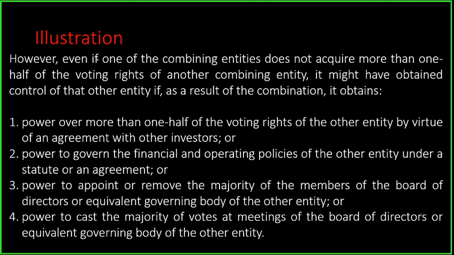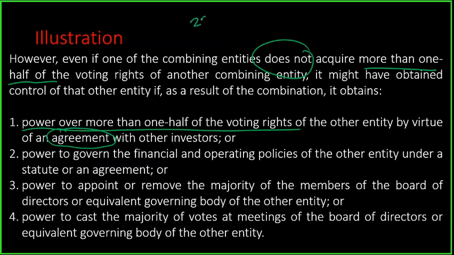However, even if one of the combining entities does not acquire more than one half of the voting rights, it might have obtained control of that other entity if it obtains, number one, power over more than one half of the voting rights. How do you do that? If there is an agreement. Even if it's only 20%.